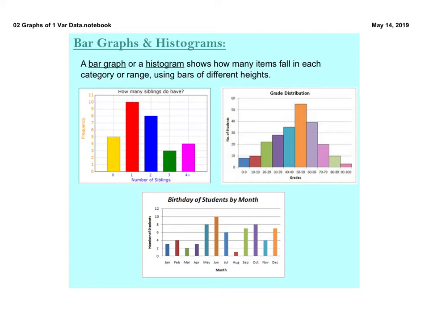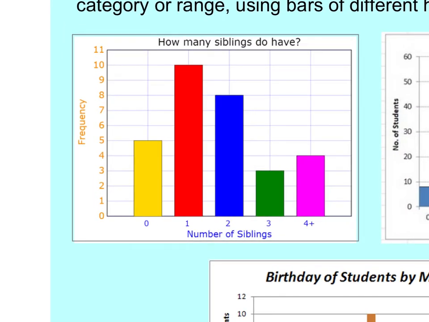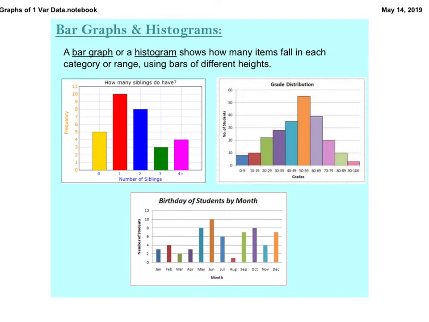Okay, so the first thing we're going to look at is the bar graph or the histogram. Basically, this is the type of graph where you show how many items fall within each category. Kind of think of it as a bin. So the number of, for example, the siblings. So it's the number of people who have 0 siblings or the number of people who have 1 sibling, that type of thing. And so that's what we're going to look at with bar graphs or histograms.